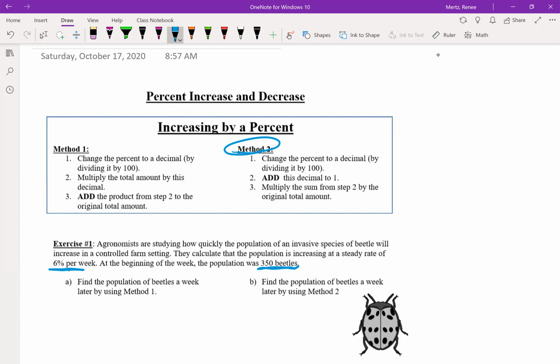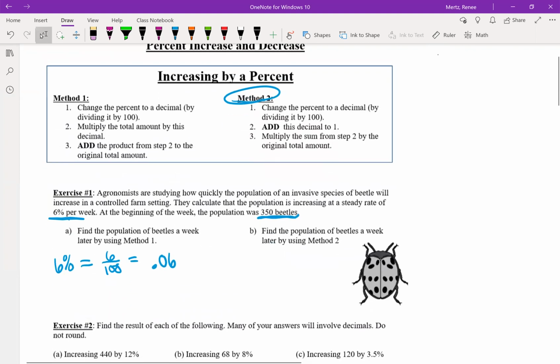So it says change the percent to a decimal. So 6% equals, if I do 6 divided by 100, 0.06. Multiply the total amount by the decimal. So I'm multiplying 350 times 0.06 to get 21. And then add it to our original population. So 350 plus 21 equals 371.